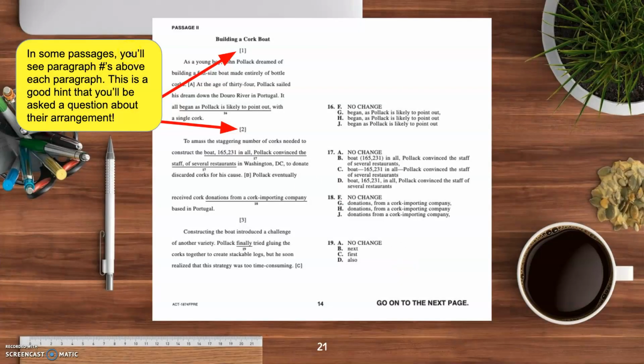Now, in some passages, you'll actually see paragraph numbers above each paragraph. This is a good hint that you're going to be asked a question about the arrangement or the organization of these paragraphs. Not all of the passages will have them, but some will, so it's something to be on the lookout for.